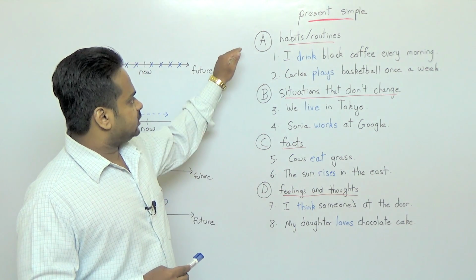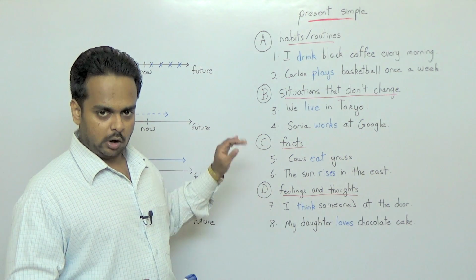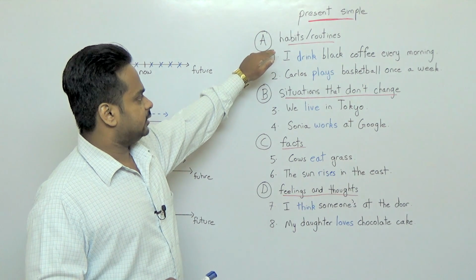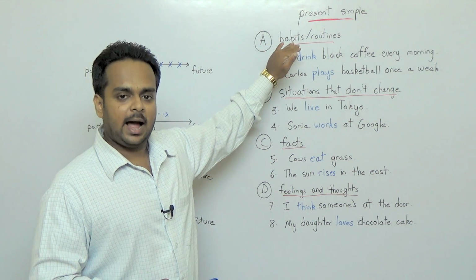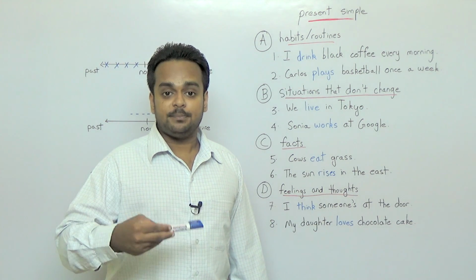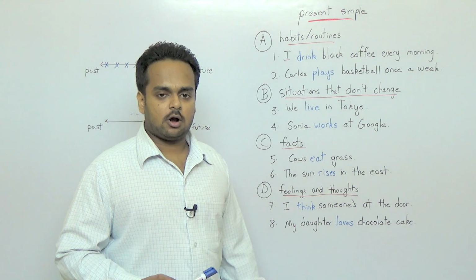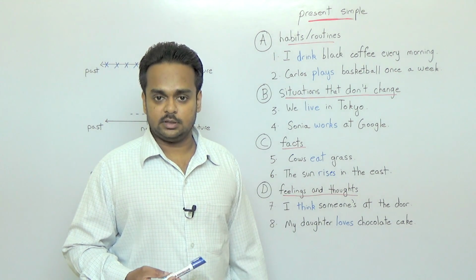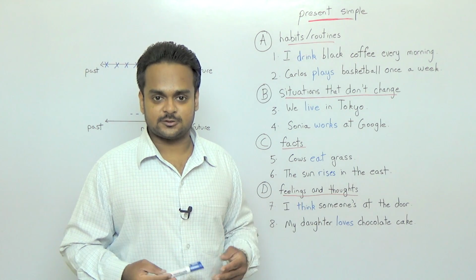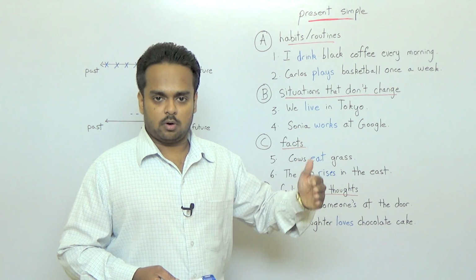Now, the present simple tense is used in four main ways, and we will talk about all of them. The first way that we use this tense is to talk about habits or routines. That is, things that we do repeatedly. For example, I drink black coffee every morning. This is true. I drink black coffee every morning. I think it tastes great.